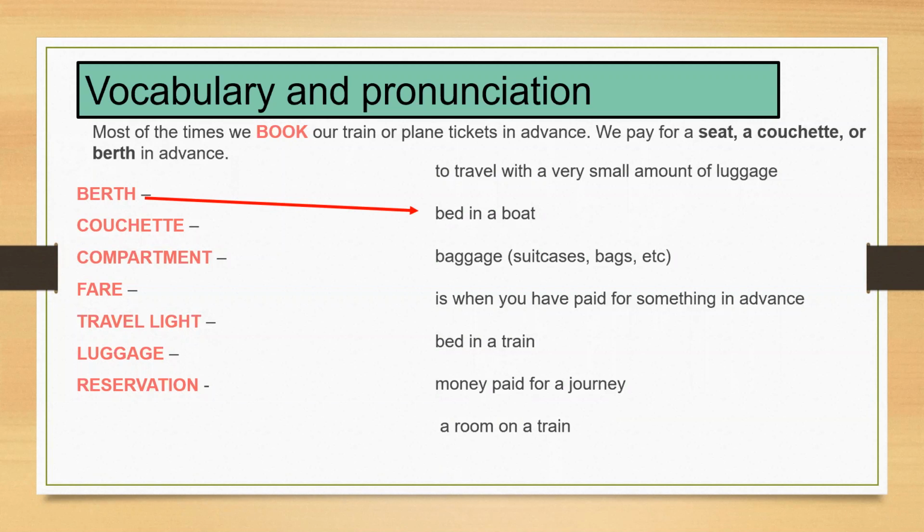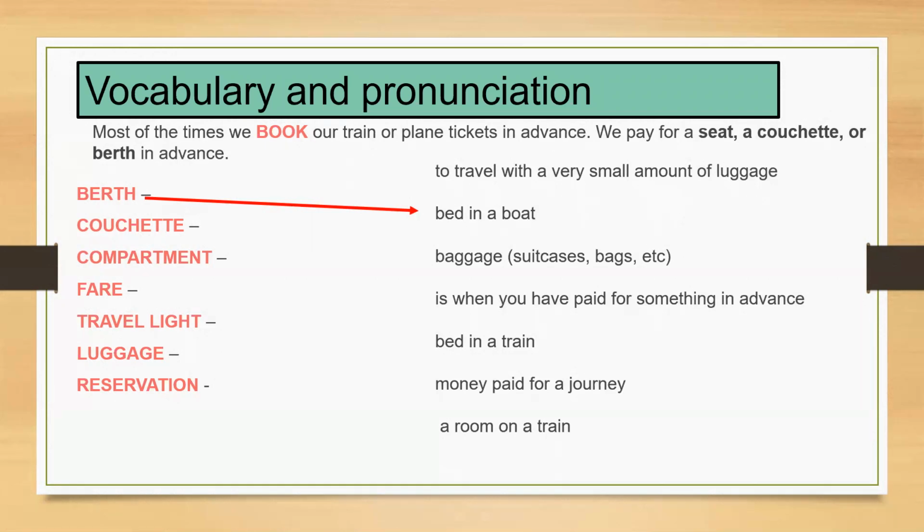The rest of the class, what do they think? Podría ser como una litera, podría ser hasta como un camarote, ¿no? Pero si estamos hablando de un barco, podría significar un camarote. Ok, very good. O un espacio dentro del camarote, ¿no? Cuando reservas un berth, es como un espacio dentro de un camarote. Ok, good.